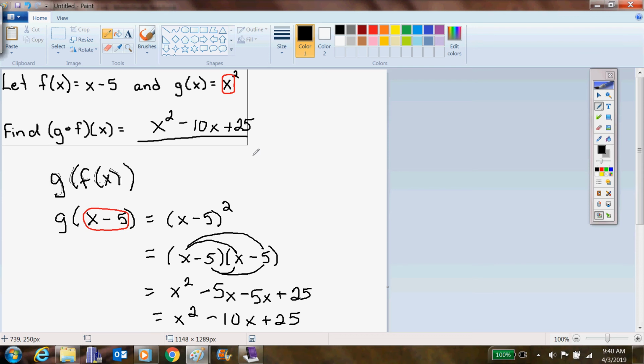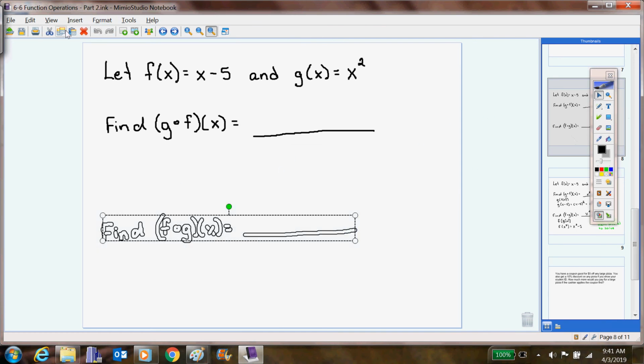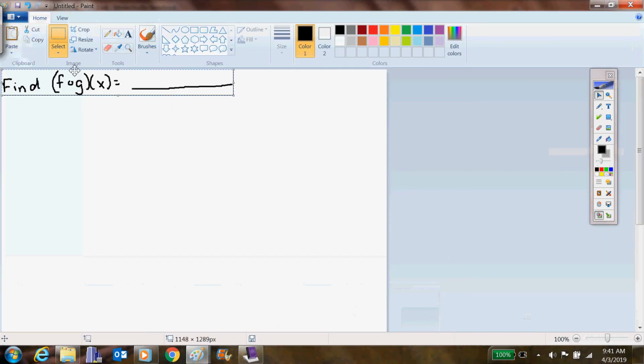So the next one is taking it and reversing it and doing f of g of x. So f of g of x, take a look at that one, see what you think for f of g of x. We can do this together as well. Okay, help to go through that. Don't forget to rewrite it. And then after we rewrite it, what do we do?